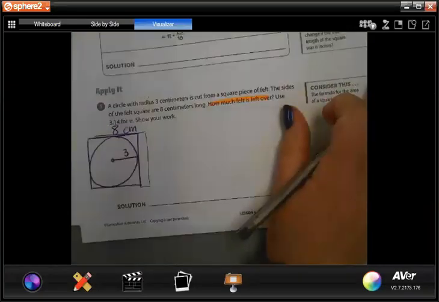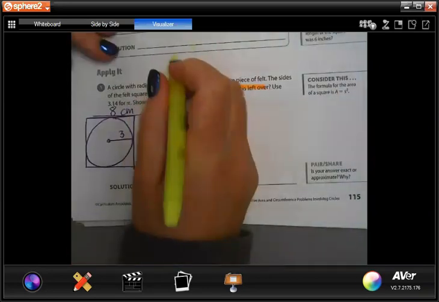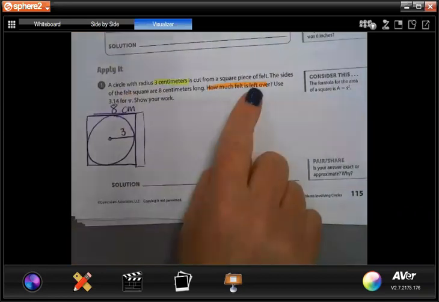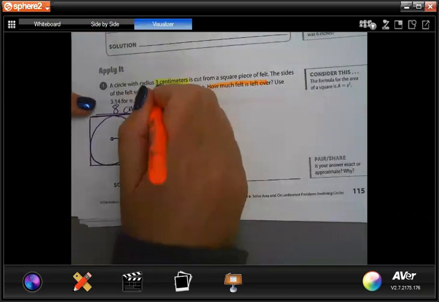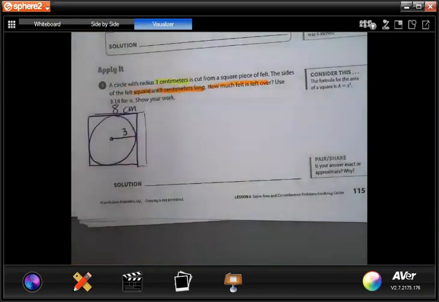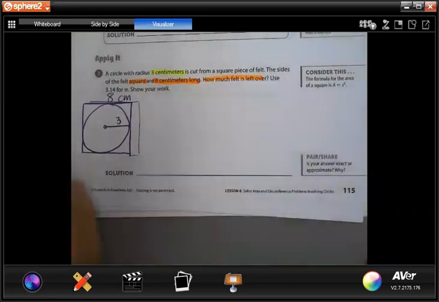Right, so a circle has a radius of 3 centimeters and is cut from a square piece of felt. The sides of the felt square are 8 centimeters long. The question is, how much felt is left over? So we've got to think about this problem.